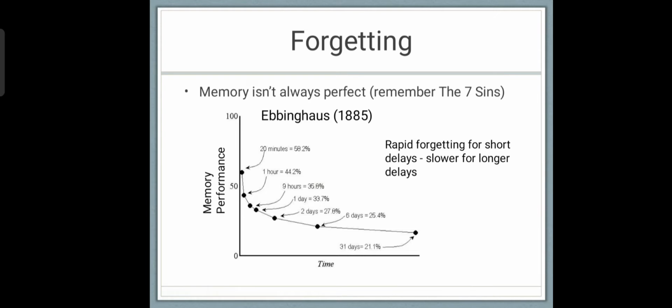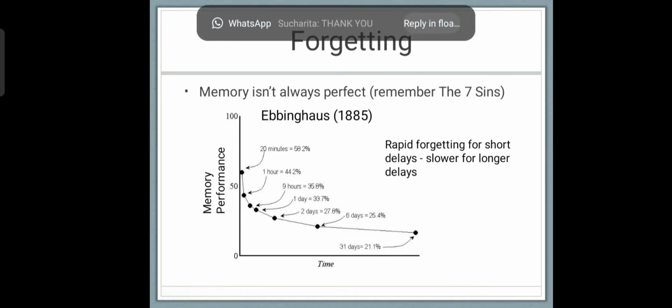It says rapid forgetting for short delays, slower for longer delays. Now here in this graph, the horizontal line is the time, and the vertical one is the memory performance. The line first says 20 minutes, that was 58.2%, then after 1 hour it was 44.2, after 9 hours 35.8, after 1 day 33.7, after 2 days 27.8, and after 6 days it was 25.4.